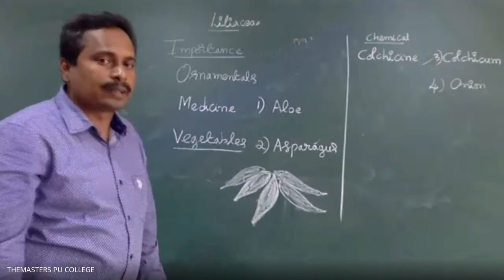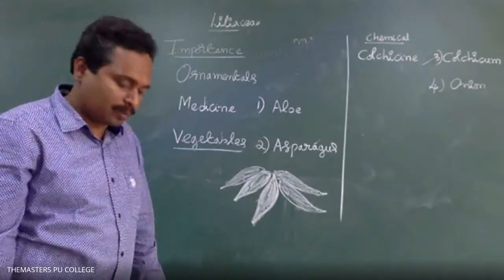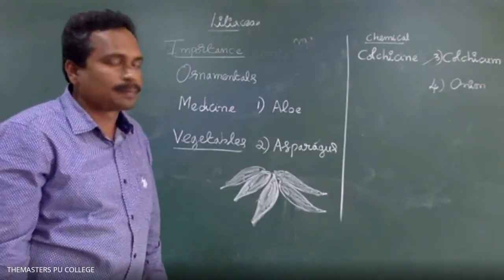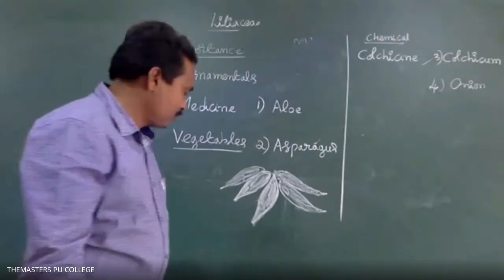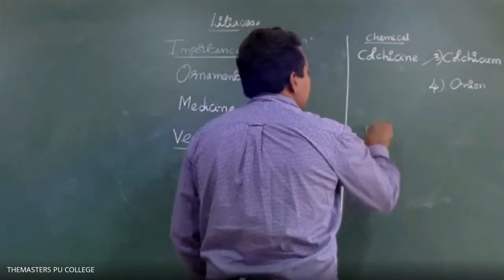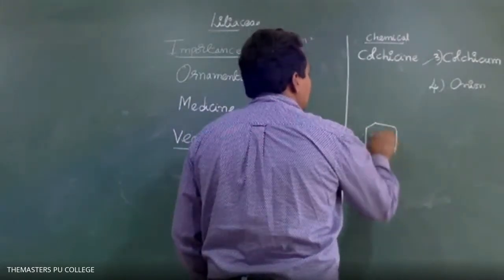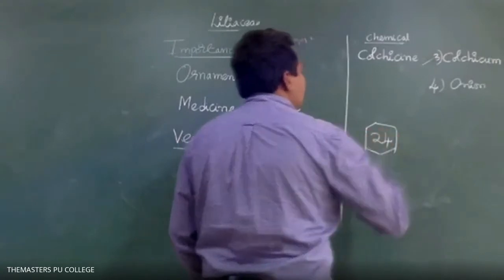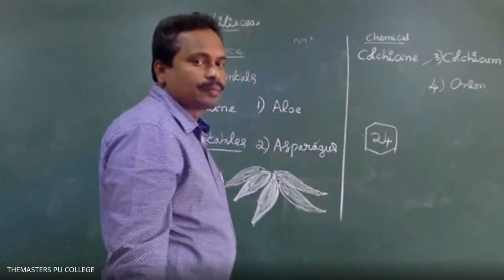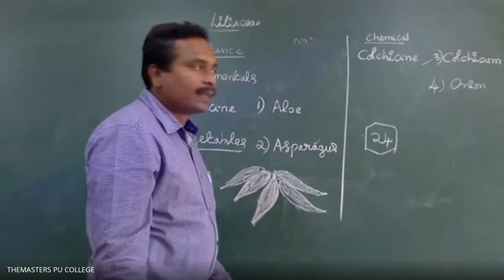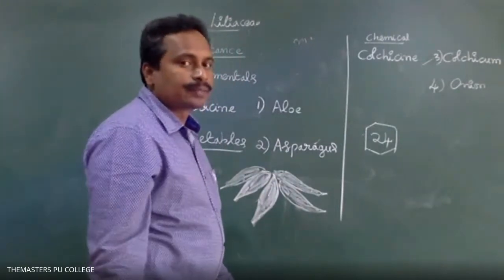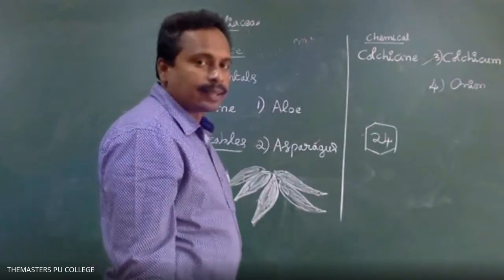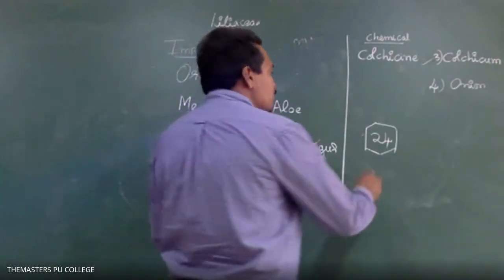In a rice plant, do you know the number of chromosomes? Rice plant diploid cells have 24 chromosomes, whether in root cells, stem cells or leaf cells. The diploid cells consist of 24 chromosomes.